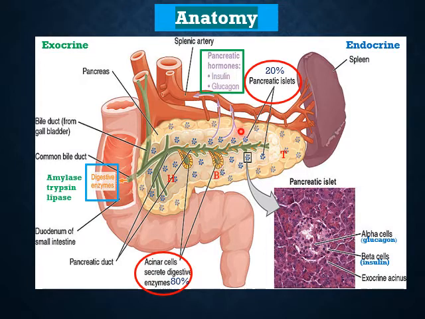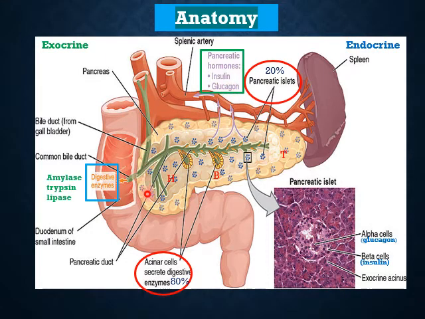The other gland is known as the islet glands or the pancreatic islets, which constitute about 20% of the cells. These are the islets of Langerhans, which consist of two types of cells: the alpha cells which produce glucagon and the beta cells which produce insulin. These two come under the endocrine glands, which produce the pancreatic hormones insulin and glucagon.